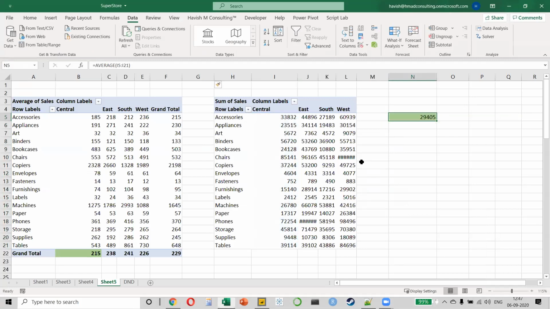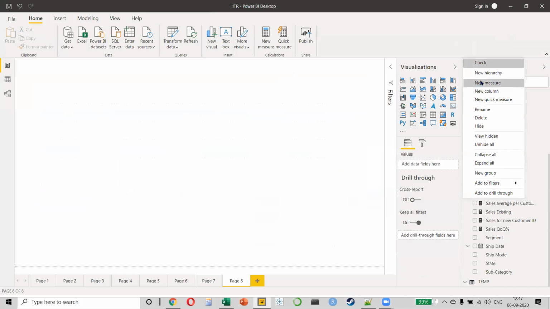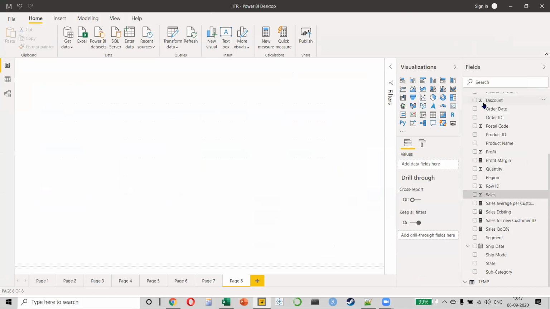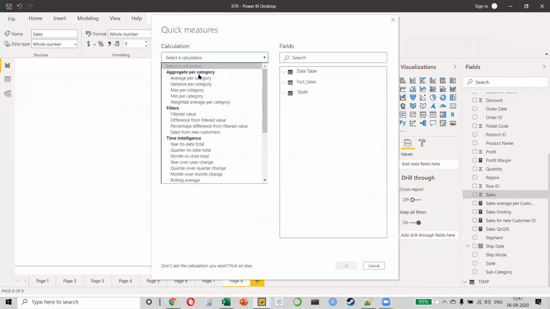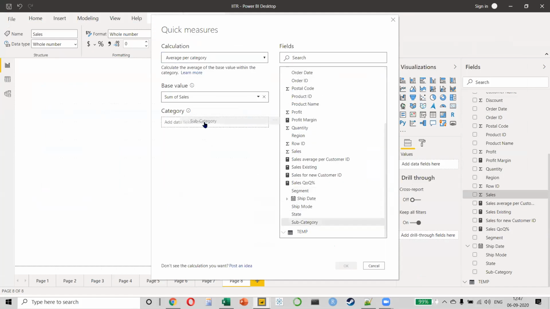For example, if I wanted this 29405, I'll just do it here. So I create a new quick measure. What will I say? Average per category. What is the base value? Sales. What is the category? Guys, is it region or is it subcategory? What do I keep in the category here? Subcategory. Absolutely. So we will keep our subcategory here. So what will it do? It will basically find the sum of each subcategory and then average it out, right?